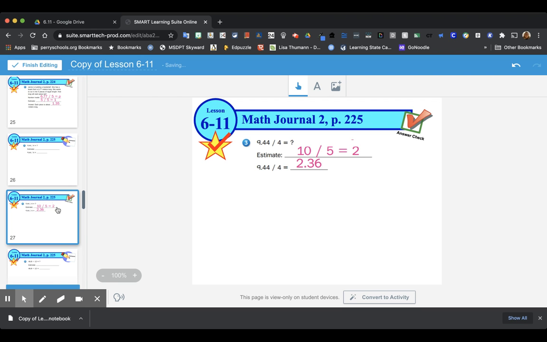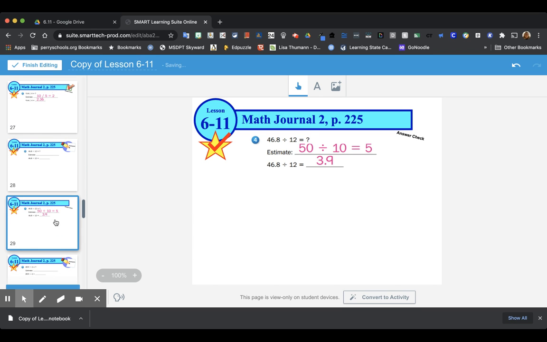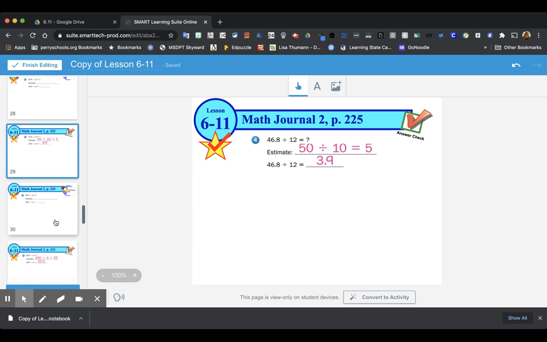Number 3, this was just 9 44 hundredths divided by 4. If you did an estimate, that would be 10 divided by 5, which equals 2. After you do the actual math of 9.44 divided by 4, you get 2 36 hundredths. Number 4, 46 8/10 divided by 12. We could do an estimate of 50 divided by 10, and that tells us 5. So it tells us it should be in the ones place, giving us an answer of 3.9 or 3 9/10.